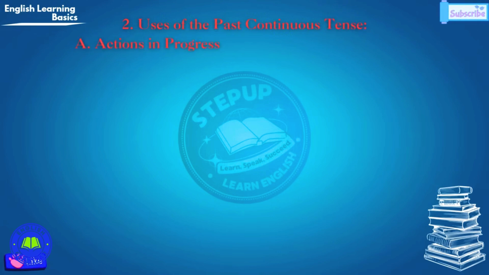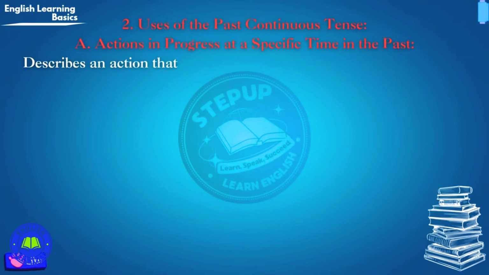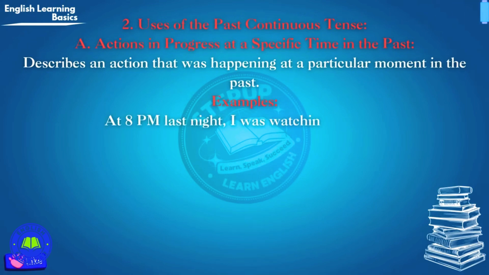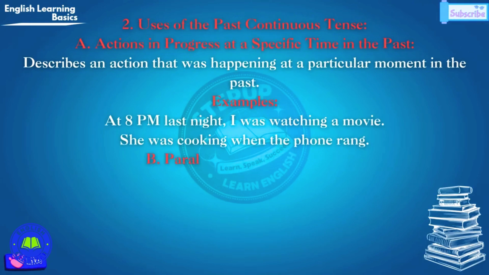2. Uses of the past continuous tense. A. Actions in progress at a specific time in the past. Describes an action that was happening at a particular moment in the past. Examples. At 8 p.m. last night, I was watching a movie. She was cooking when the phone rang.